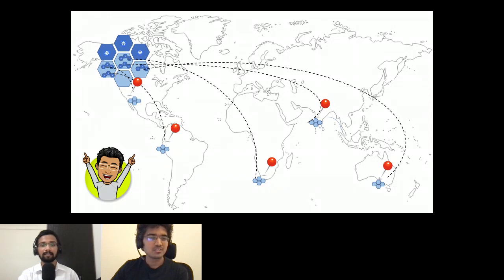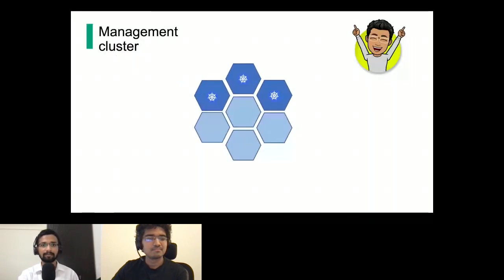So we have clusters across different locations, and we simply move the control planes as containerized applications into a single management cluster. Yeah, that sounds like a good idea to me as of now. Okay, and this looks good. Maybe I want to take a closer look into the management cluster. Can you take me around it? Yeah, sure.